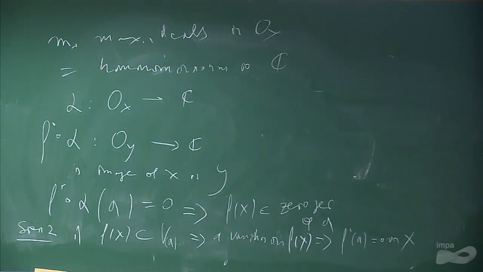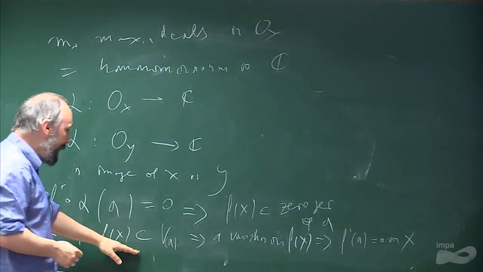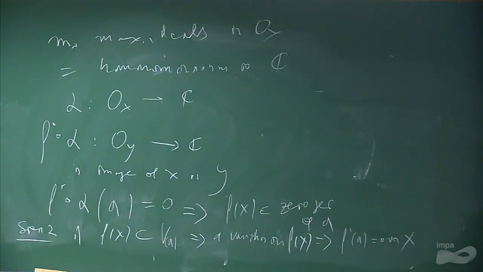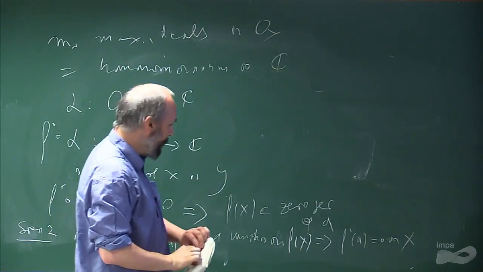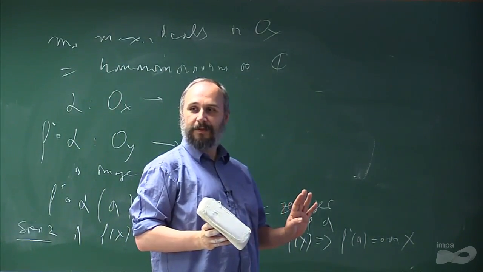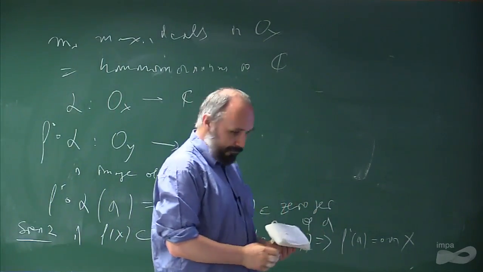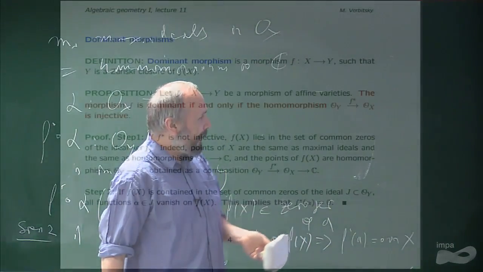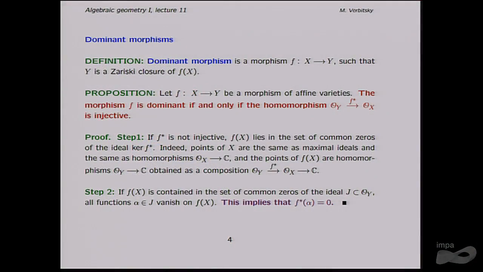I proved both ways. I started with: if this image is not dense, then it has a kernel. If it has no kernel, then it's dense. Questions, comments? It was really nothing. It's really like a sequence of tautologies. You shouldn't be alarmed.